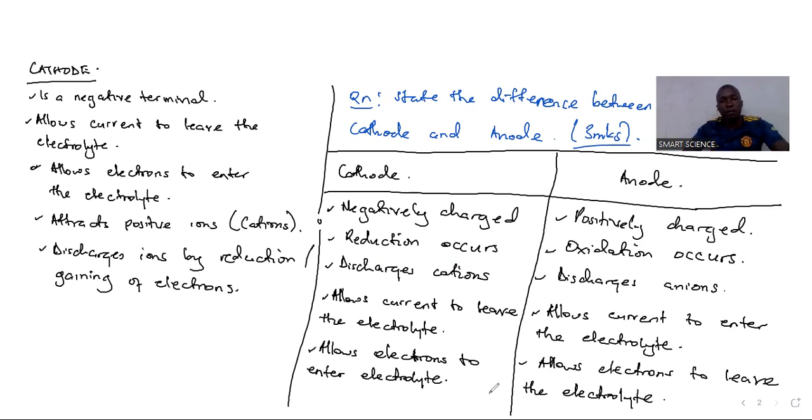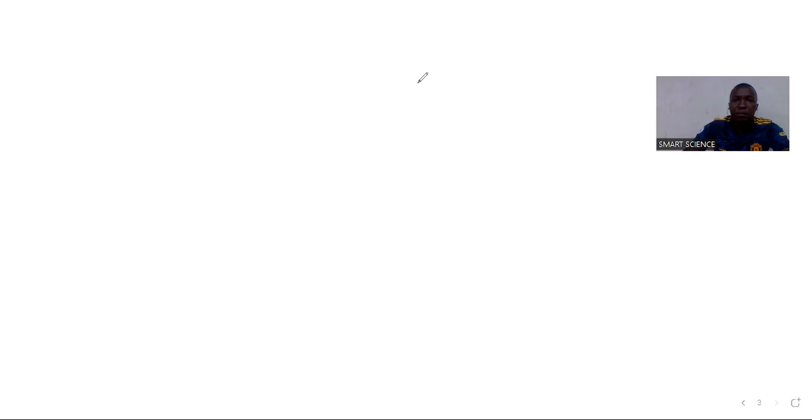So those could be some of the differences between cathode and anode. However, you can continue and come up with more differences. We are giving just some such that we don't waste a lot of time.